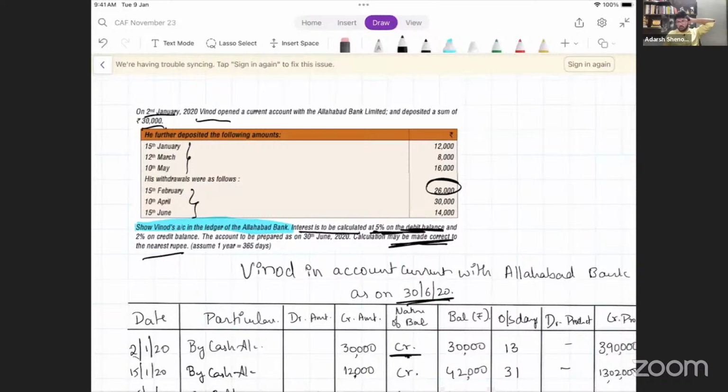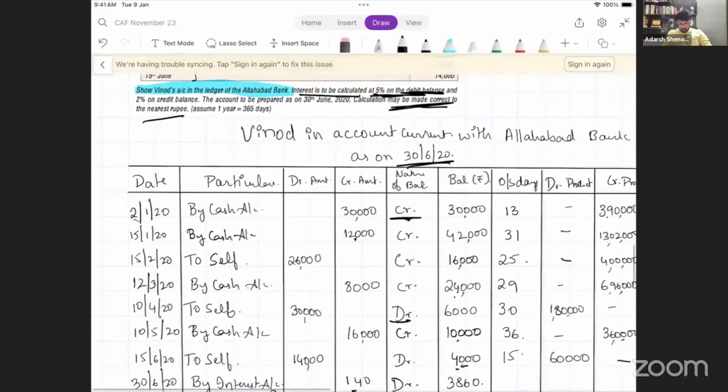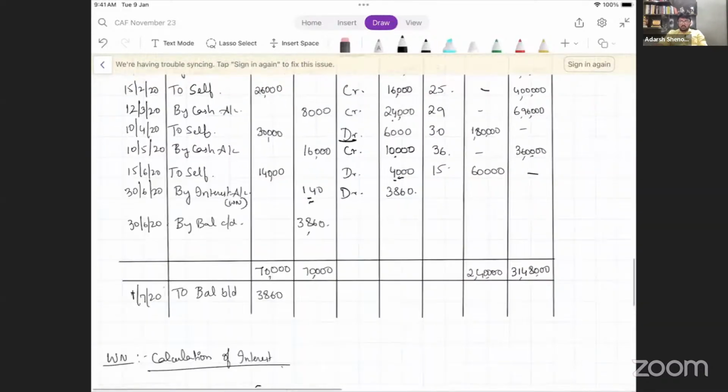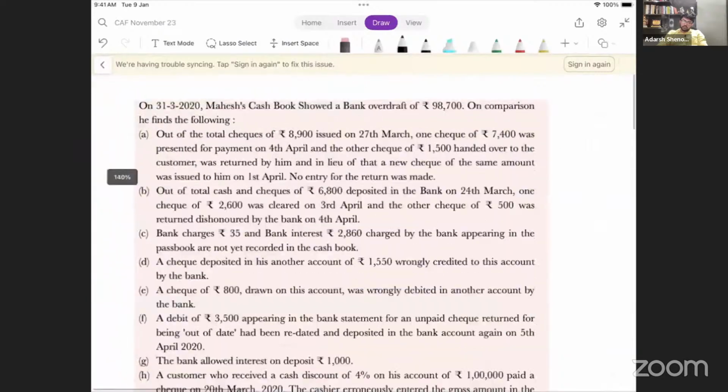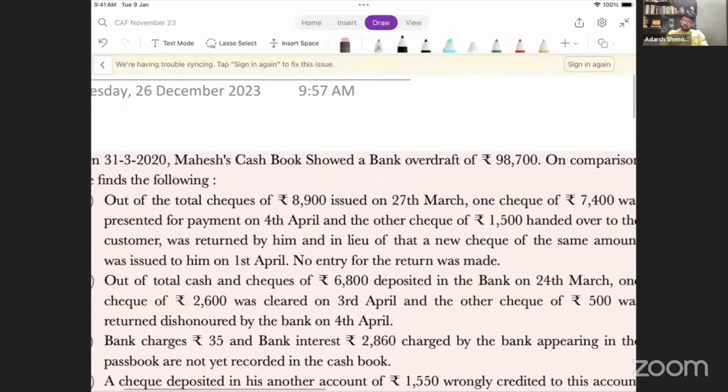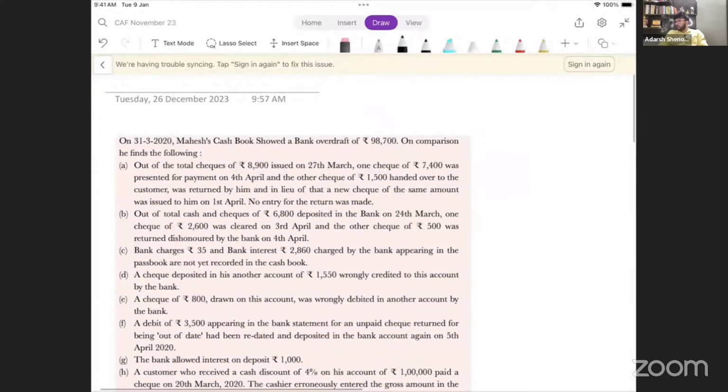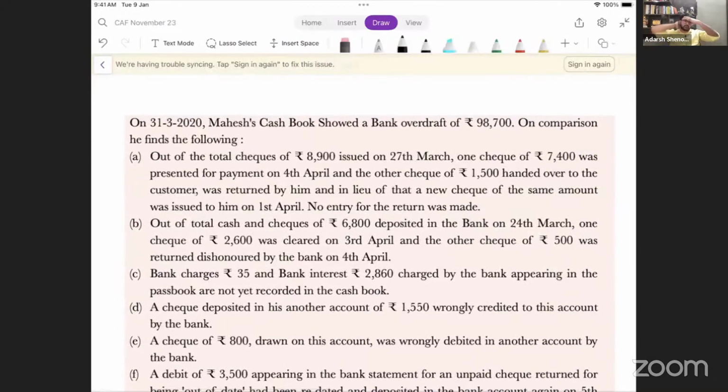Okay, so we finished the consignment, the account current. Now I'll go to the next chapter I want to discuss, which is bank reconciliation statement, BRS, bank reconciliation statement. So let's talk about this quickly.